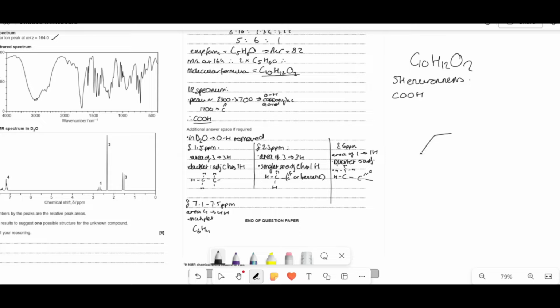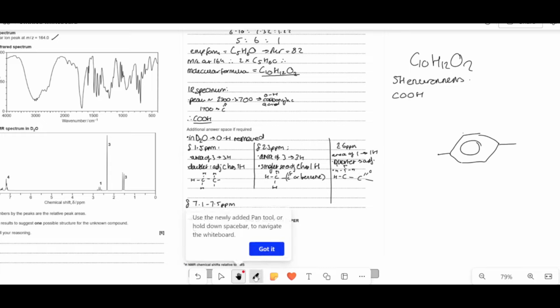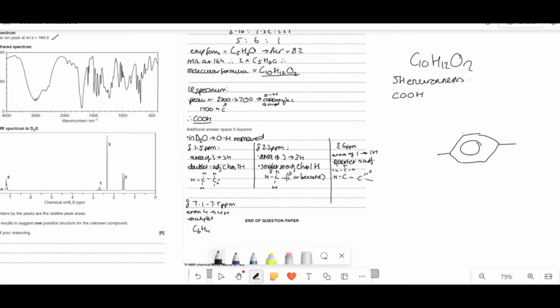I might draw it on its side just to make it easier to visualize. If I put something here, that's going to be 1 hydrogen environment, that's going to be another, and another, but these two are going to be identical, and these two are going to be identical. So that gives you those 2 hydrogen environments. Most likely, whatever this mysterious thing is here is going to be like that. So now I've knuckled down on what the benzene part is, and we're happy there.